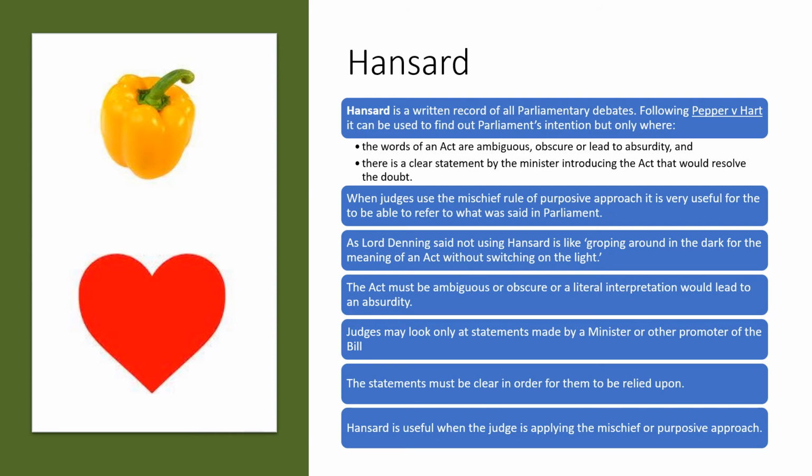So the Act must be ambiguous or obscure, or literal interpretation would lead to an absurdity. And the judges may only look at statements made by a minister or other promoter of the bill. Again, this gives effect to the intentions of Parliament. Now, the statements must be clear in order for them to be relied upon, and Hansard is useful when the judge is applying the Mischief or Purposive approach.